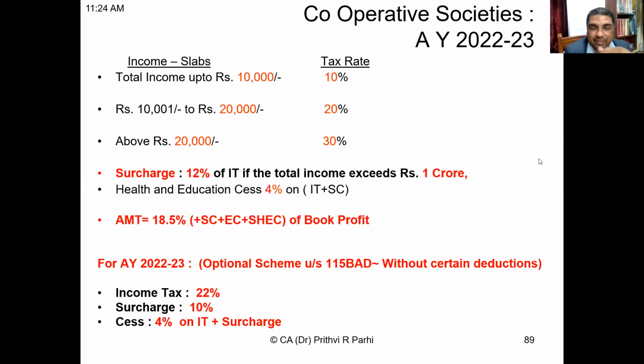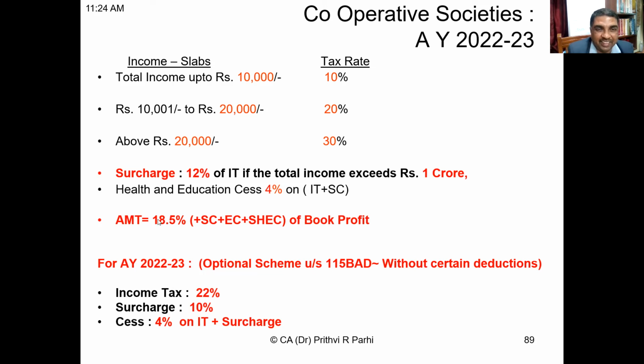Now, let us see tax rates for some other kinds of assessees. The next type is the cooperative society. For a cooperative society, the slab is like this. If income is up to 10,000 rupees, what is the rate? 10%. And above 10,000 up to 20,000 rupees? 20%. Above 20,000 rupees? 30%. Surcharge of 12% is applicable if the total income exceeds 1 crore. Health and education cess is also 4%, which is applicable on income tax plus surcharge.